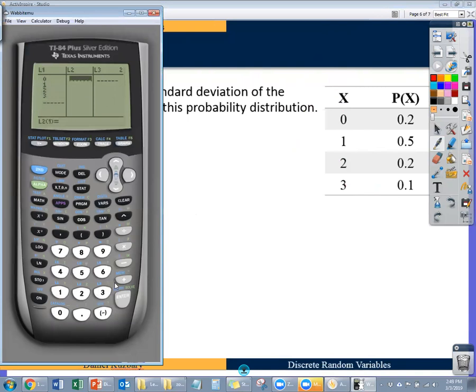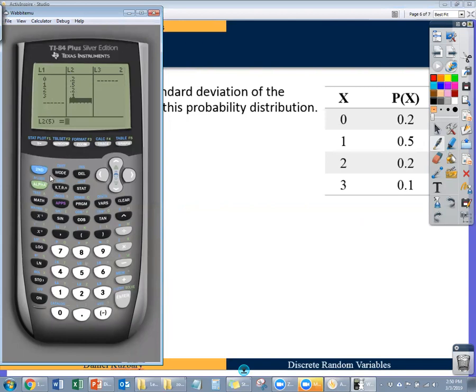In L2, I'm going to put my probability values, which are 0.2, 0.5, 0.2, and 0.1. Now this should feel familiar because we did this with the group data. We had the midpoints and the frequencies. The frequencies we usually put in L2.